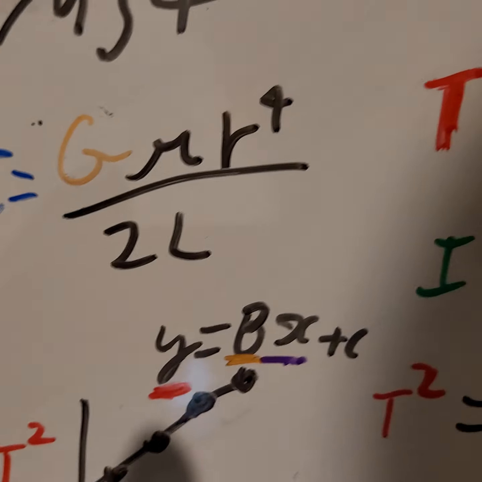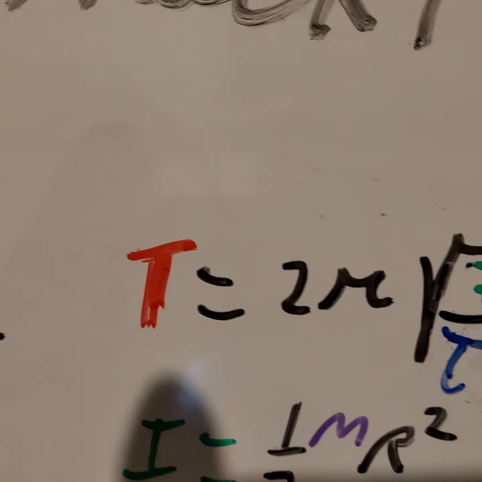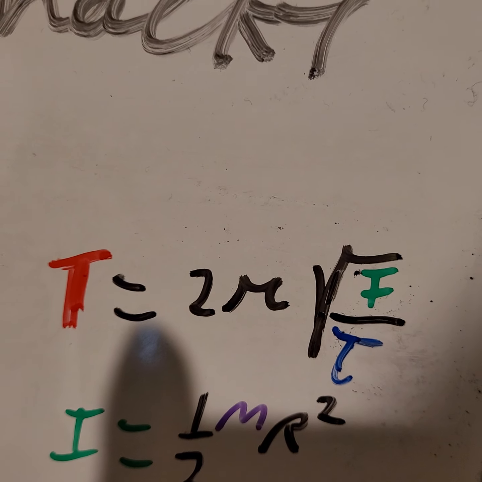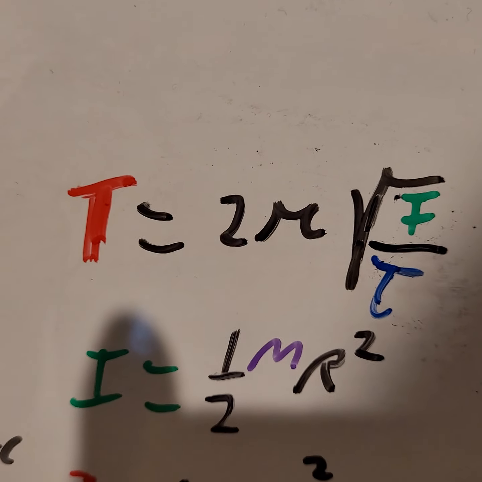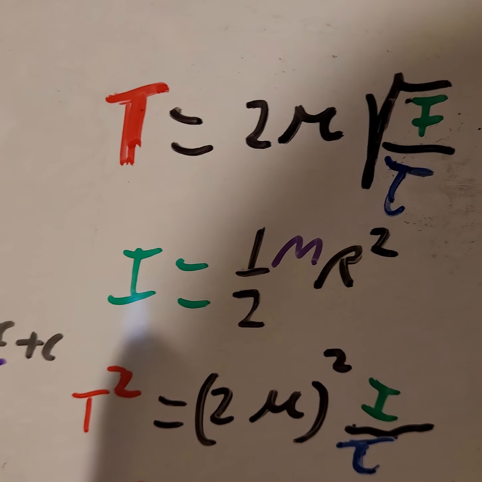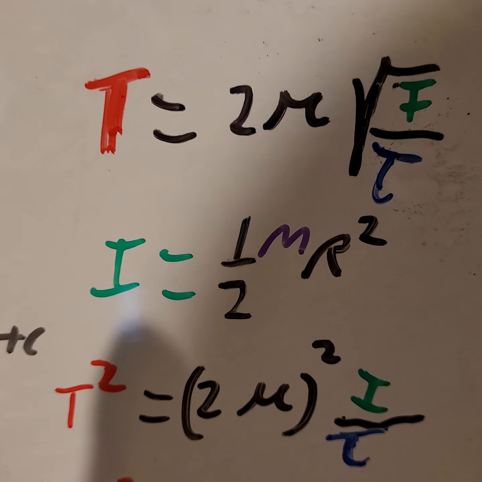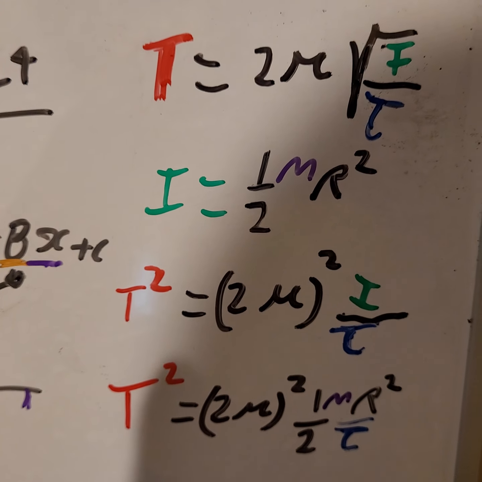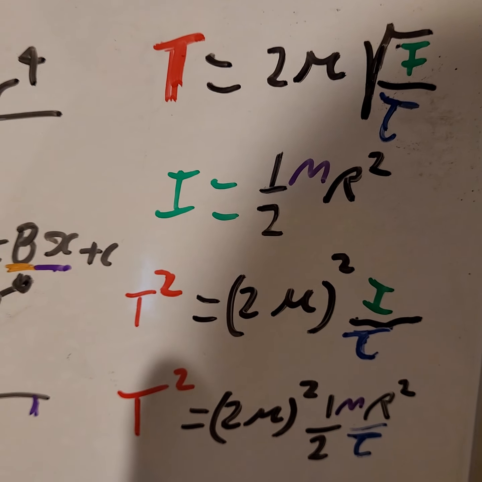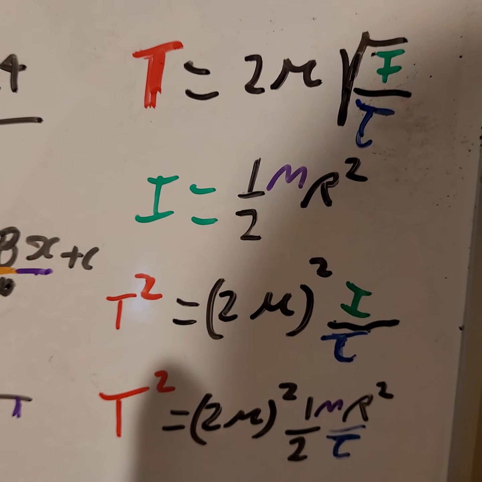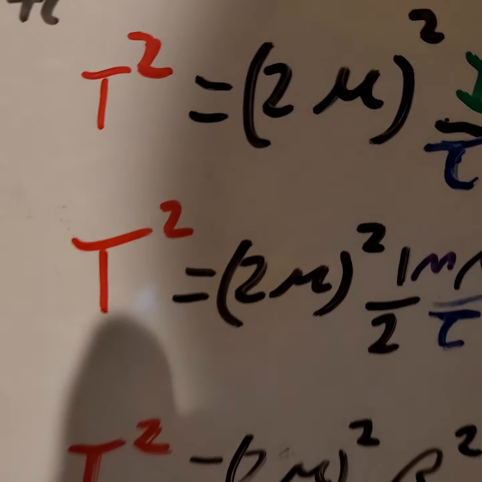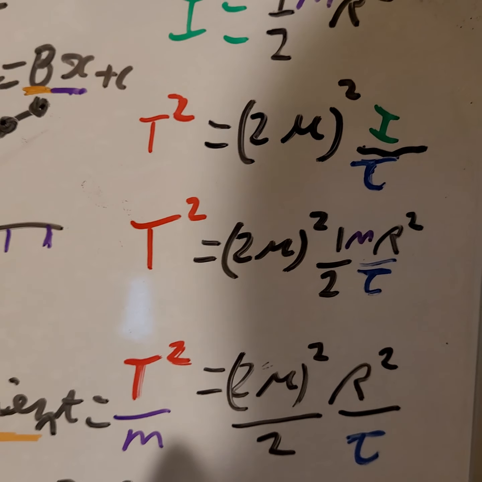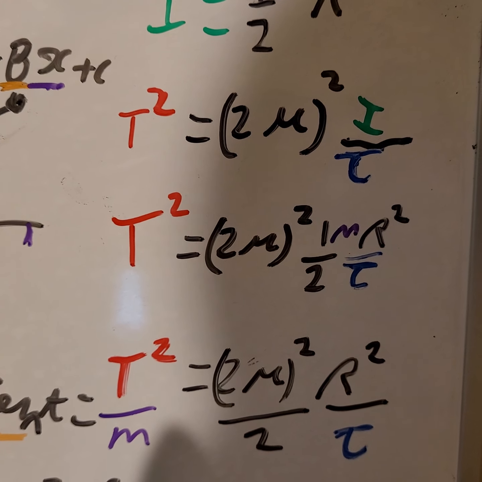So what you need to do is rearrange your equations. You start off with this equation for tau, this equation for T, the period, and this one for the moment of inertia. If you square that period equation, you end up with this. Then you need to replace I, the moment of inertia, with its full equation, half m r squared, and you end up with something like this. From there, you can do T squared divided by m is equal to the gradient.